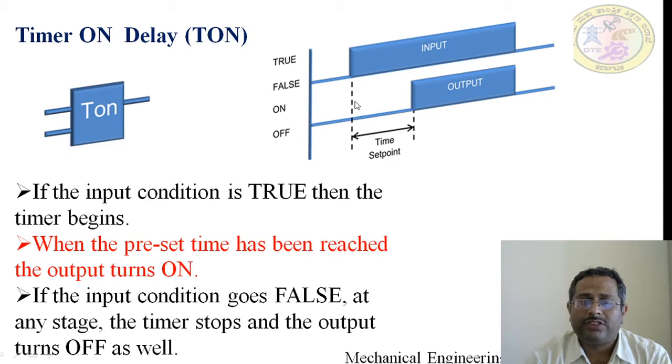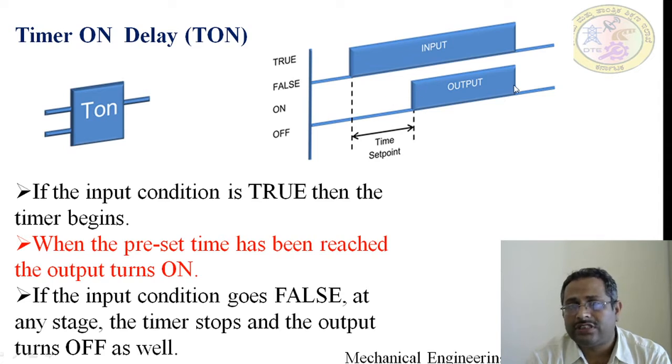See here, this is the input, this is the output. We are giving the input here itself. The input is true here itself, but the output will switch on after a delay of this time. This we call on delay. Actually it has to switch on here, but we are setting a time of preset value, so it will switch on after the preset value.